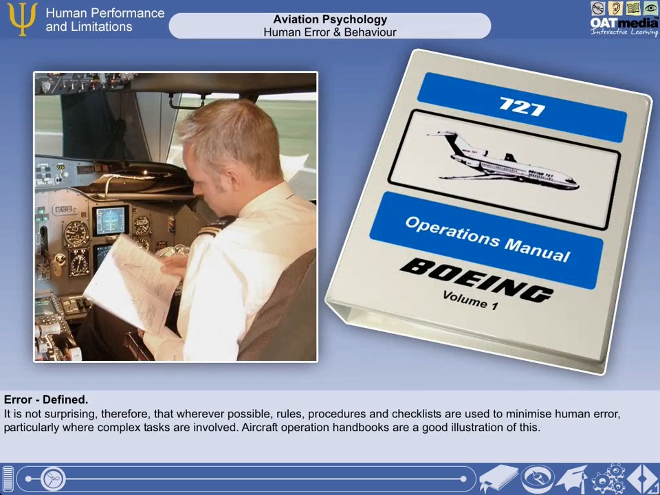It is not surprising, therefore, that wherever possible, rules, procedures, and checklists are used to minimize human error, particularly where complex tasks are involved. Aircraft operation handbooks are a good illustration of this.